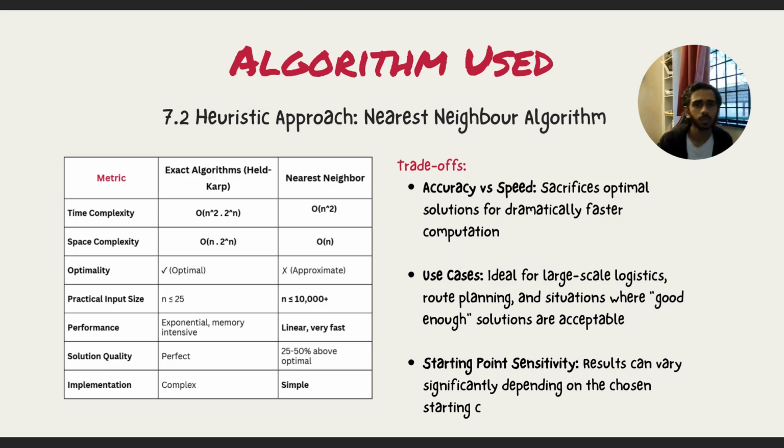The exact algorithm is always the perfect one, the best, but nearest neighbor could be optimal depending on the data set size. Held-Karp is complex, while nearest neighbor is very simple. That's why it's fast. For nearest neighbor, there is starting point sensitivity because nearest neighbor starts with one point. But for the exact algorithm, Held-Karp, it can start from any point and it can find you the best optimal route.